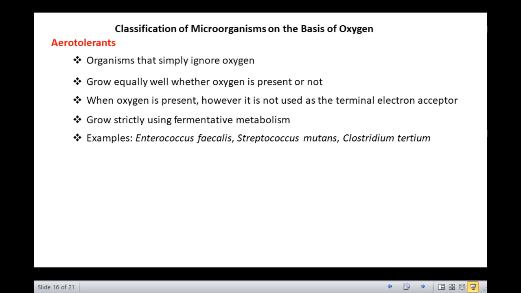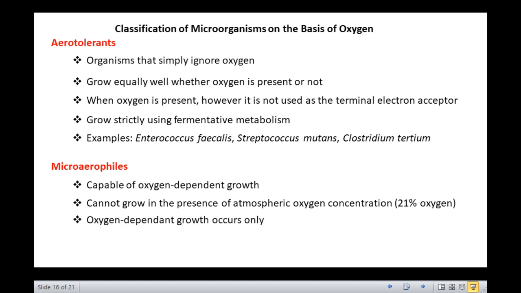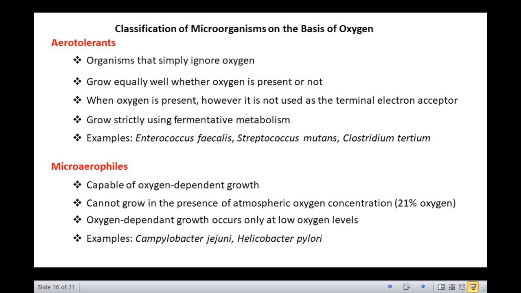The last class is that of microaerophiles. These are organisms that are capable of oxygen dependent growth but cannot grow in the presence of a level of oxygen equivalent to that present in an air atmosphere, that is 21% oxygen. Oxygen dependent growth occurs only at low oxygen levels. In addition to being able to respire with oxygen, some microaerophiles may be capable of respiring anaerobically with electron acceptors other than oxygen. Examples are Campylobacter jejuni and Helicobacter pylori.